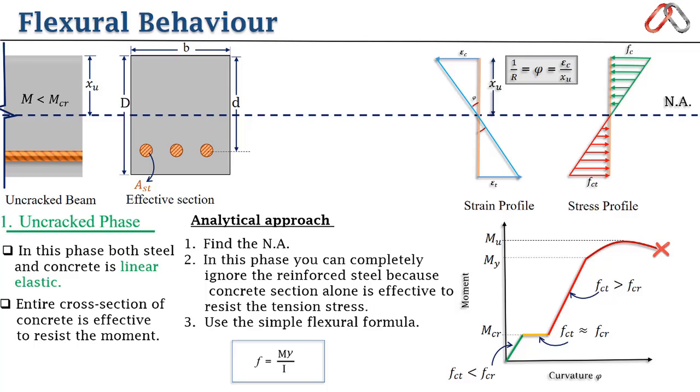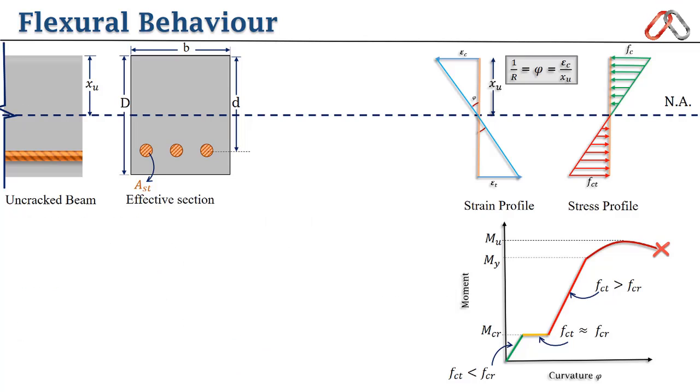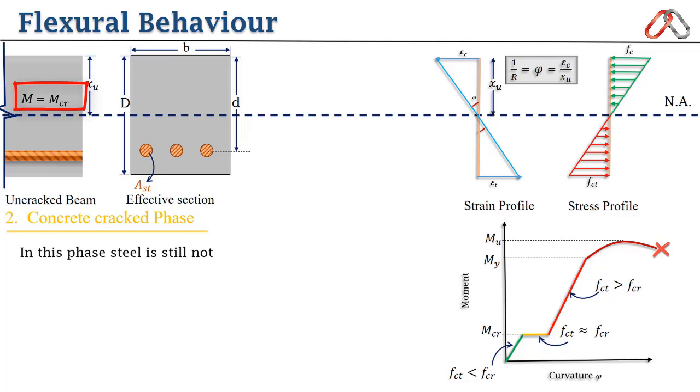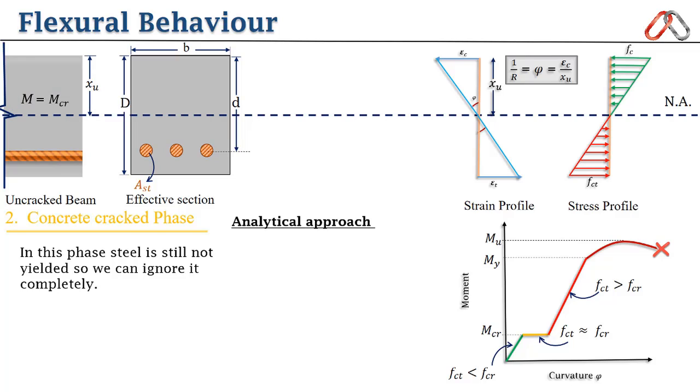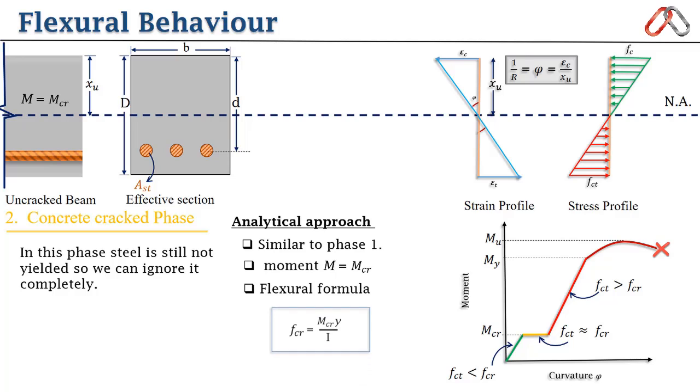After increasing the load, you see the first crack in concrete and moment is equal to cracking moment. Here steel has still not yielded, so you can ignore it here. The analytical approach is like phase 1, but the main difference here is that the applied moment is equal to cracking moment. And again you can apply the simple bending formula to calculate the stresses induced.